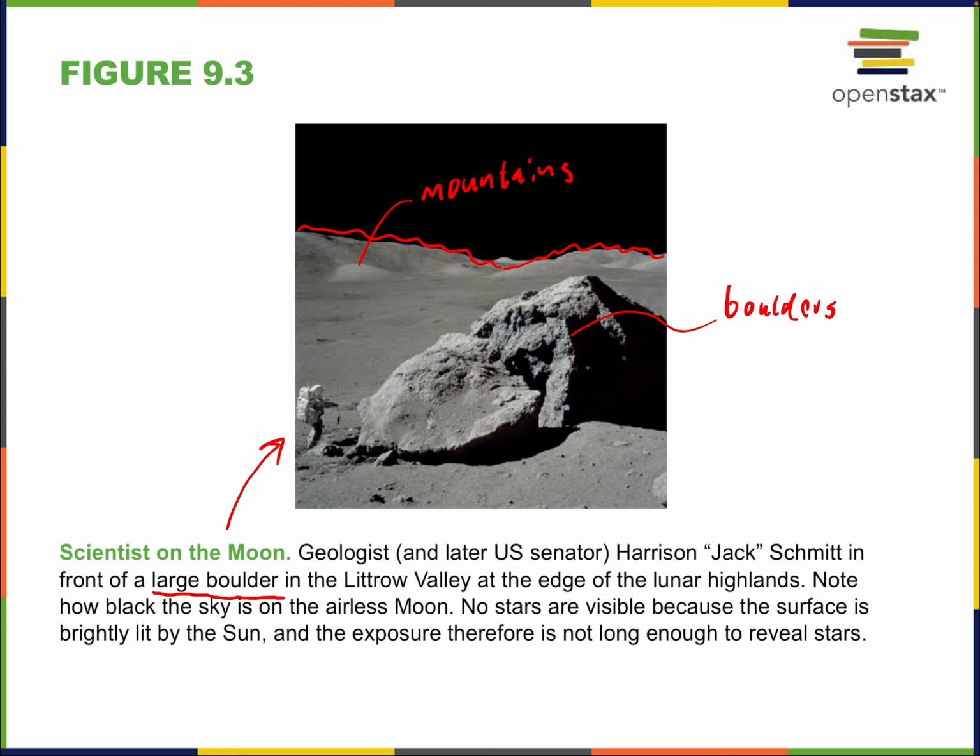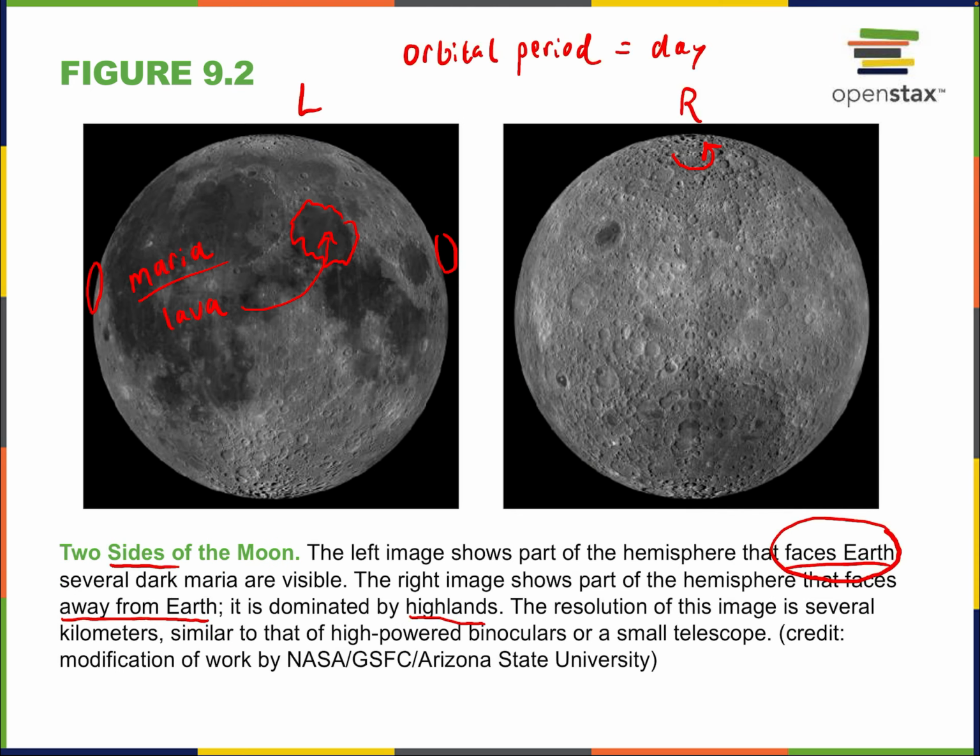And there's just one dominant type of process, and that's impacts. Okay, so the same impacts that make all of the craters that we see on the moon, and those are impacts because of asteroids and comets crashing into the moon, leaving these large craters. That process dominates everything about the moon's surface.